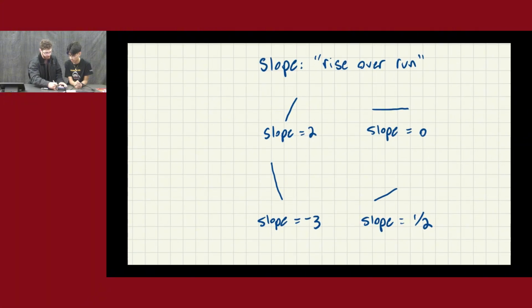These are examples. Slope equals 2. You see that it goes up 2 and over 1. Slope is 0, means it doesn't change vertically, it just changes horizontally. Slope is -3, it goes down 3 over 1. And then slope equals 1/2, which, if it's a fraction, you can just flip it. That means that it goes over 2, which is on the bottom of the fraction, and up 1, which is on the top of the fraction.